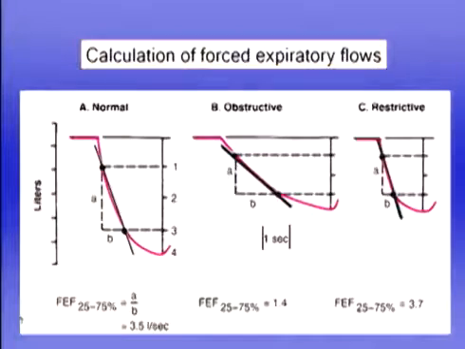Now sometimes we also make another measurement on the forced expiratory curve, and that is we calculate the forced expiratory flows. And to do that, we take the middle half of the expired volume and we draw a line through the points, and that gives us the forced expiratory flow, with the subscript 25 to 75%. And in this example, from a normal subject, you can see that it was about 3.5 liters per second. In obstructive disease, it was considerably reduced at 1.4 liters per second, but in restrictive disease, it was high again at about 3.7, and it turns out that the forced expiratory flows reflect the measurements of FEV and FVC quite well.